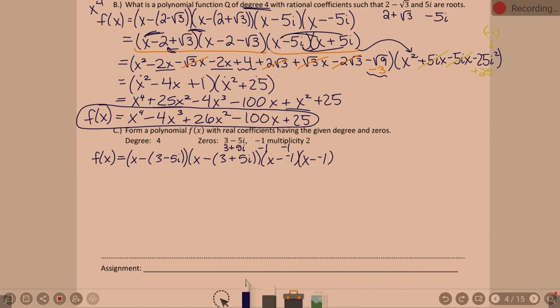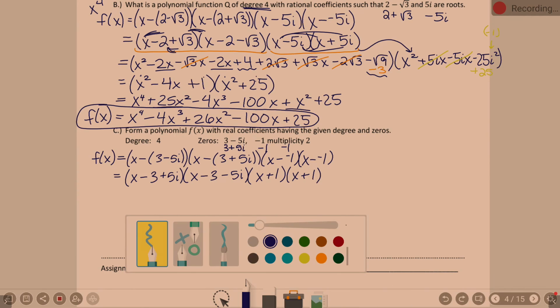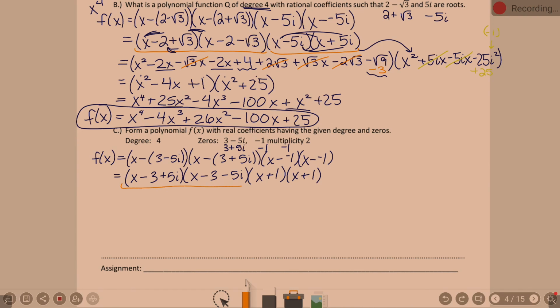Okay, let me clean it up and then we can start multiplying out. The first one, x minus the 3 minus 5i, is x minus 3 plus 5i. X minus the 3 plus 5i is x minus 3 minus 5i. And you may have already written this one differently. X minus negative 1 is really just x plus 1. And x plus 1 a second time. And now we are ready to multiply. Okay, distribute. Remember what I said last time. You need to put like pieces together. So we need to multiply the 3 and 5i parentheses together, and then the others together. That's going to be your easiest chance of success.